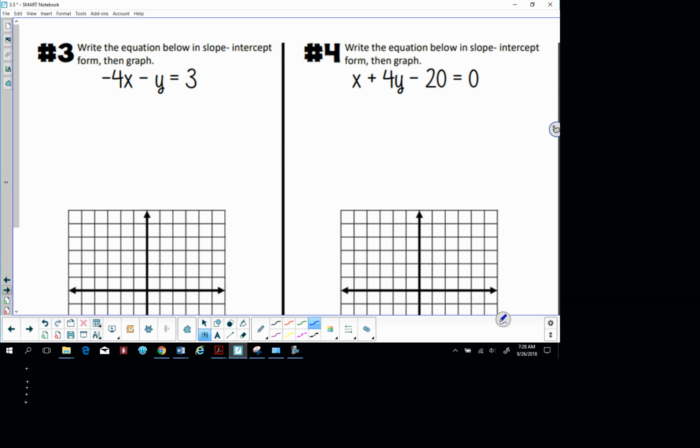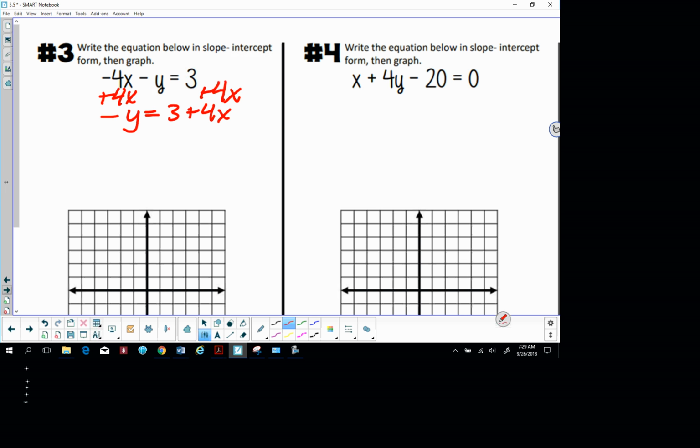So for number 3, what's my first step to getting y by itself? Add 4x, because it's negative, so we're going to do the opposite. So we add 4x to both sides, and we're left with what on the left side? Negative y. Don't drop that negative. So negative y equals 3 plus 4x.